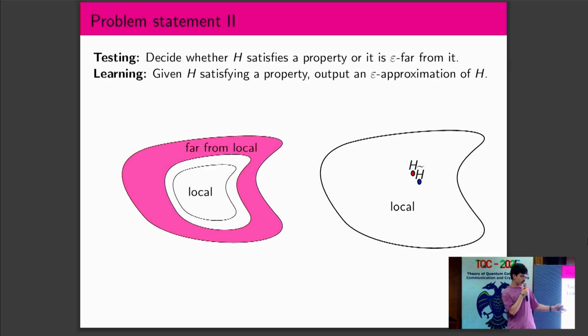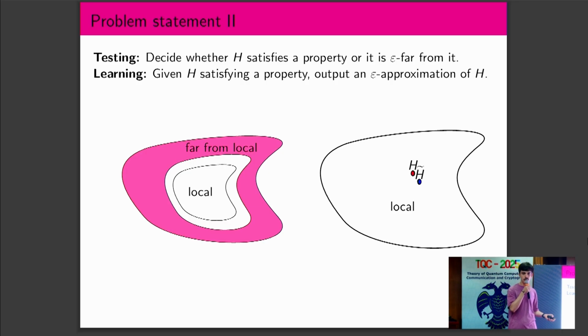And on the other hand, if we look at the right here, we have a depiction of the problem of learning local Hamiltonians. In that problem, what we are going to be given is a red point inside the area of local Hamiltonians. And the goal is to try to extract information of the system in order to find an approximation, in order to find a blue point. So these are the problems that we are going to care about, and we want to solve them.